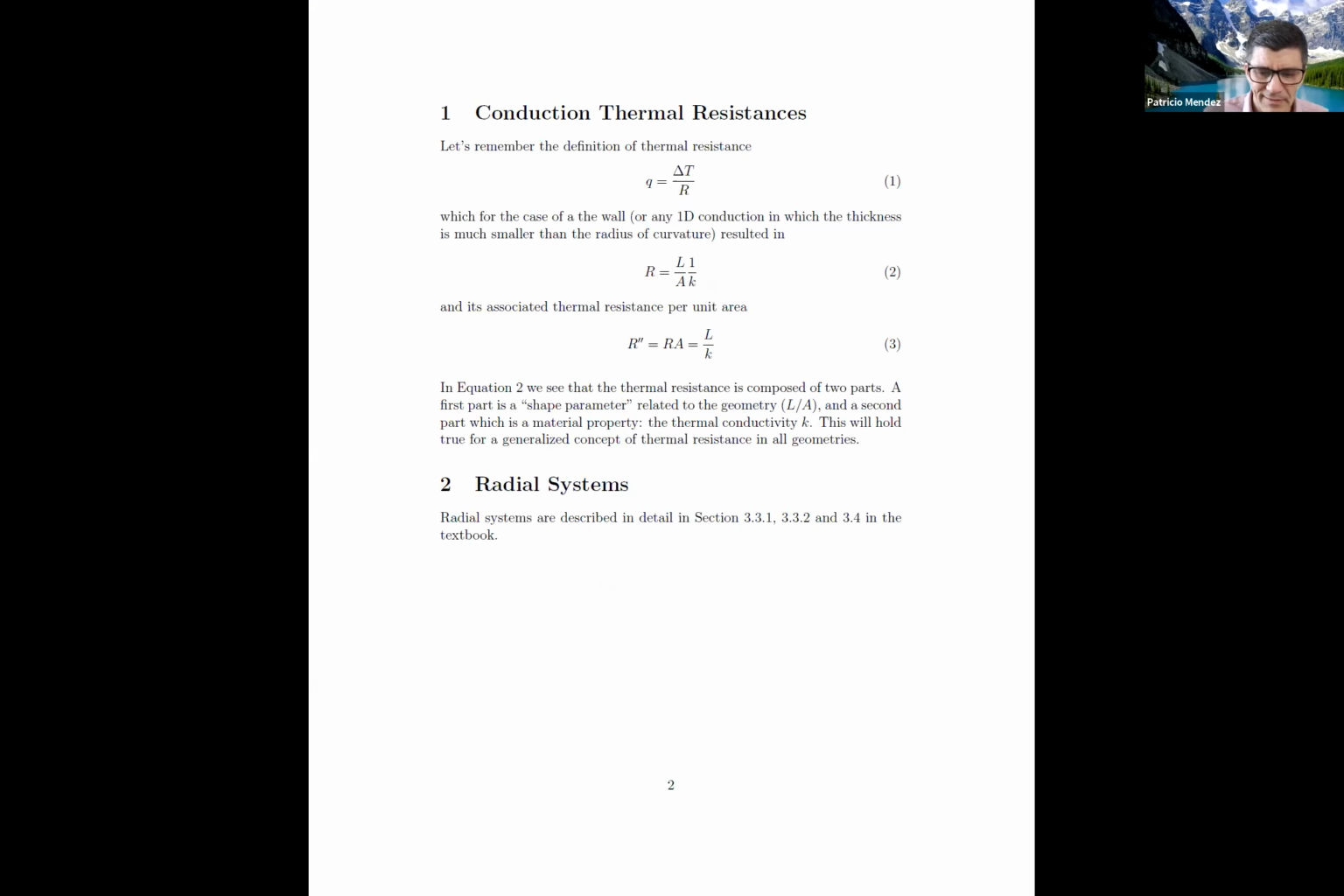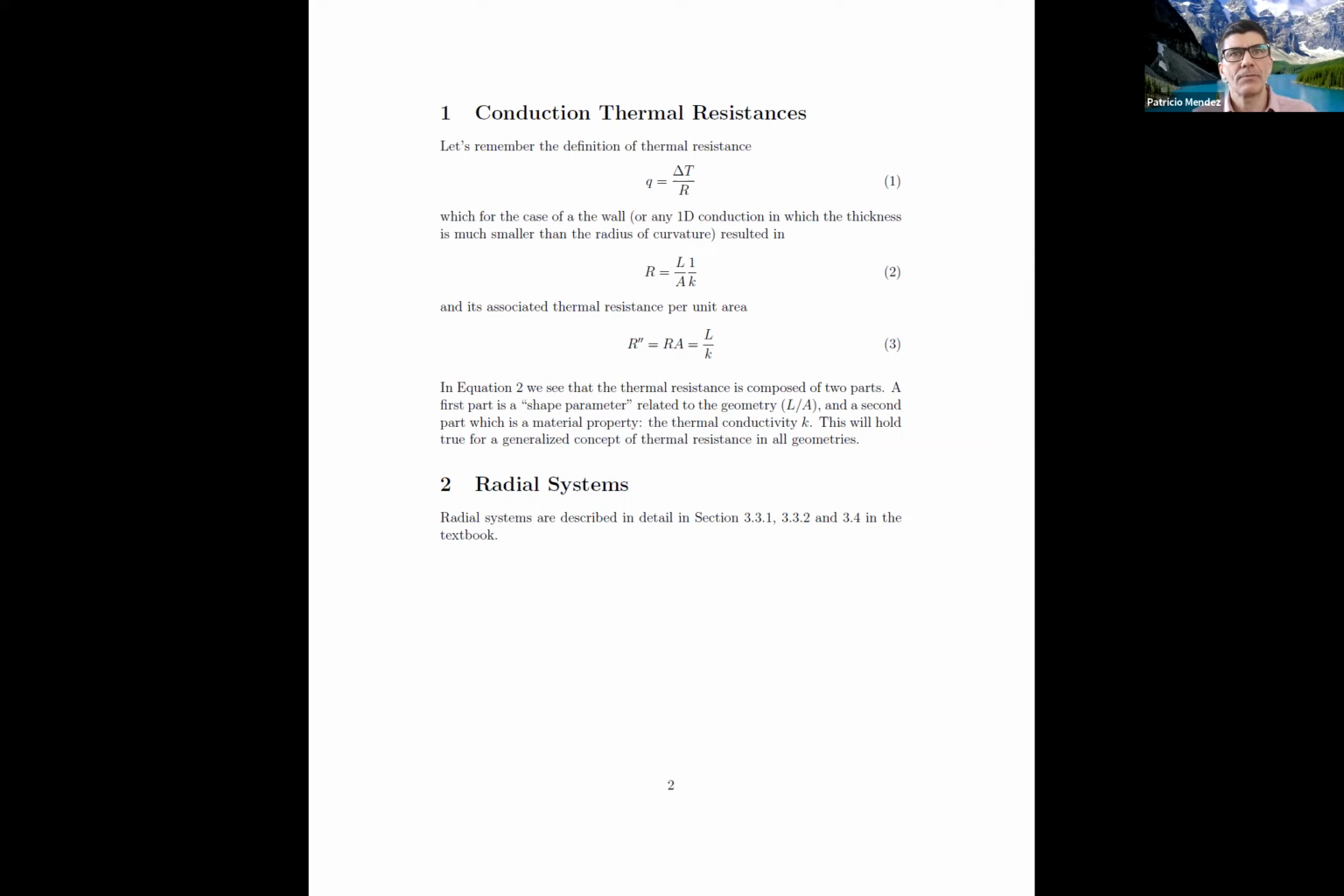So let's take a quick recap of what we saw on Monday. What we saw on Monday is that the concept of thermal resistance could be extended beyond 1D to pretty much any other geometry, because there is proportionality between the rate of heat transfer by conduction and the temperature difference between two points in this 3D system. There is proportionality, and we can define now a resistance just as we did before.